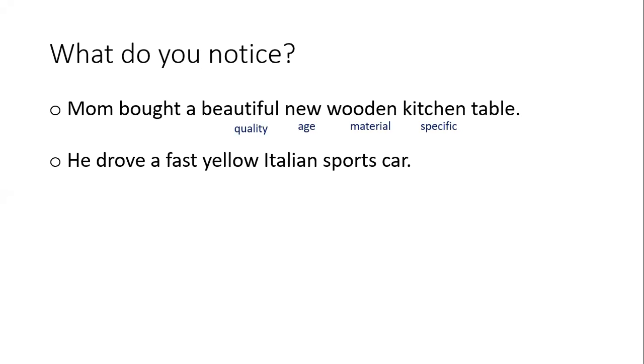Let's look at the second sentence. He drove a fast yellow Italian sports car. Now it does make a lot more sense. So we have the quality, fast, the color, yellow, Italian is the origin, where the car is from, and the specific, it's a sports car, okay? It's not an antique car, it's not anything but a sports car.